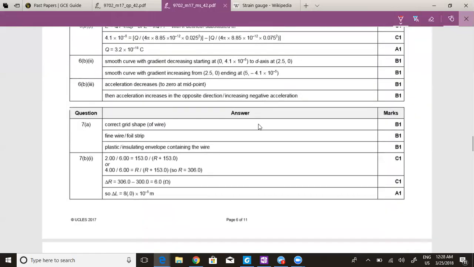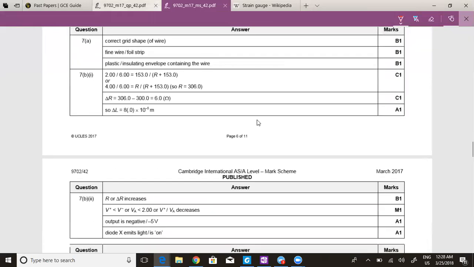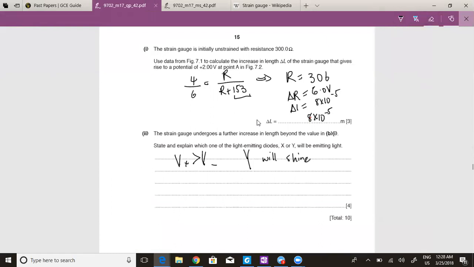Right, I think let's check if we have this right. No, wait, V plus is less than V minus? Yeah, because उधर potential कम हो रहा है. Sorry. बेचारे X will shine. Yeah. So the output will actually be minus 5 volts, and so X will shine.